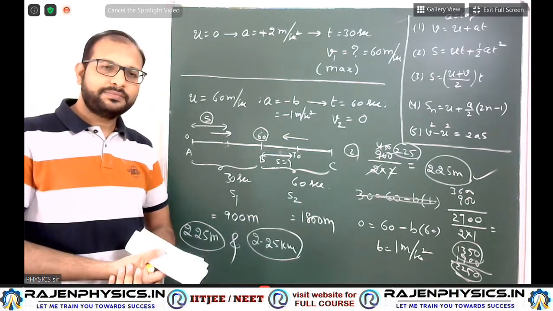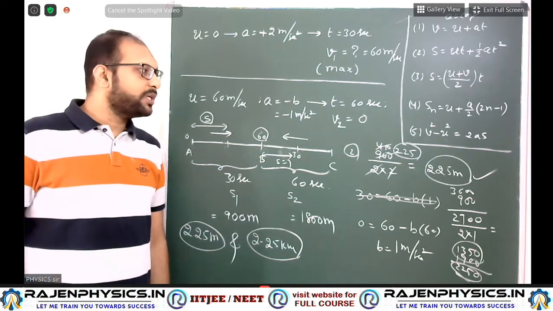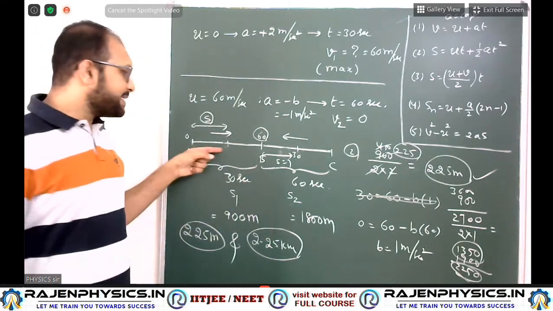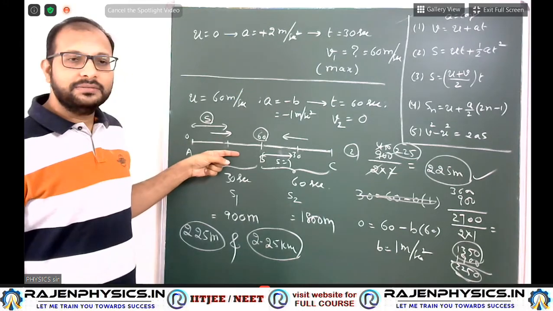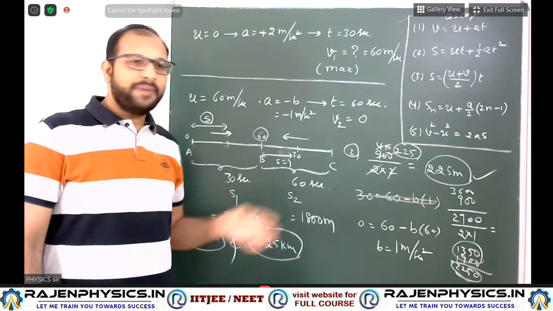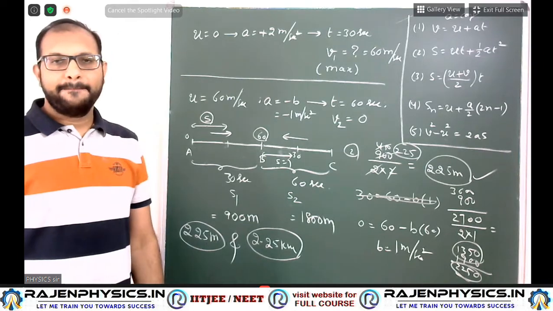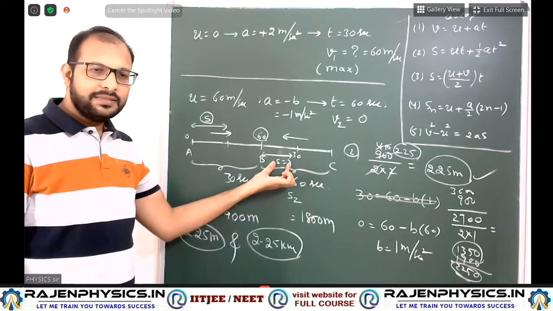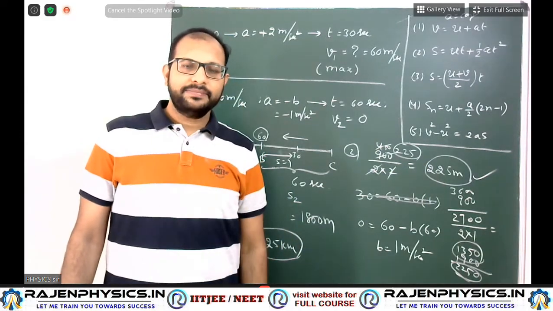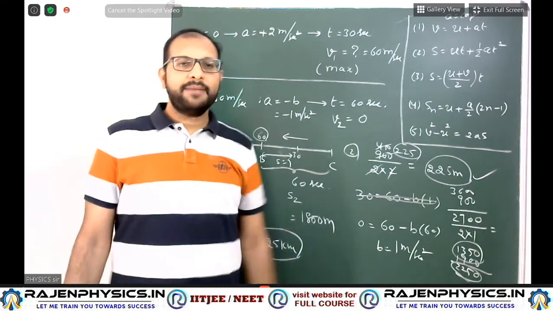Again 5. But in the 5th equation, V square minus U square equal to 2AS, students, A we don't know. Because in part number 1 A we know, in part 2 A we don't know. Simply A equals minus B we assumed, but not given. That we need to identify first. So to find S using equation number 5, A is required. But to find A, I am using equation number 1.